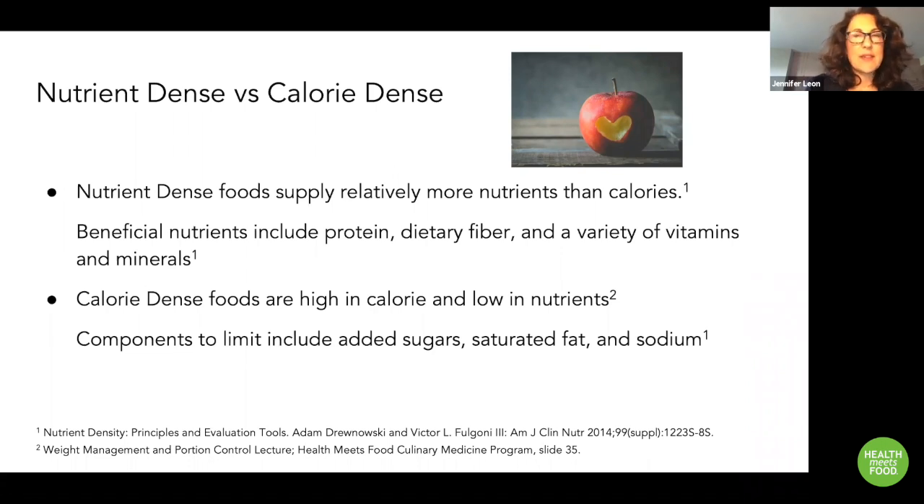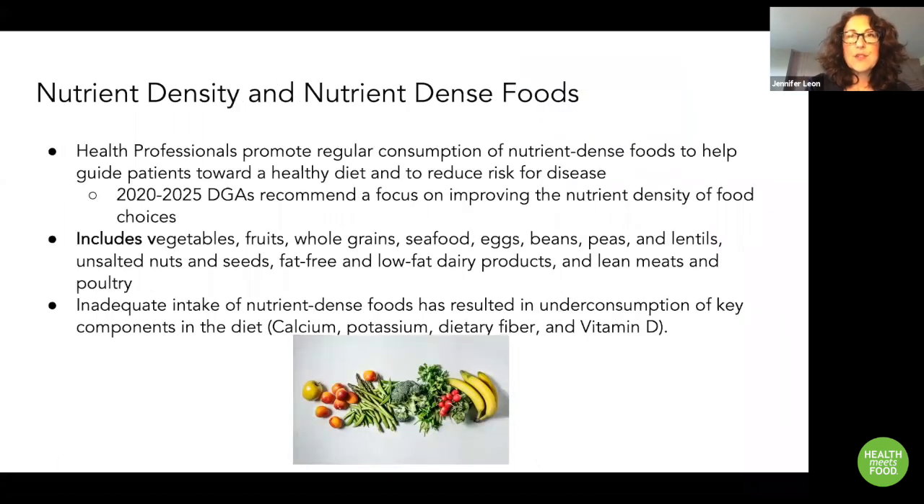Okay, next slide, slide 7. So the standard American diet is energy rich and nutrient poor generally. As a result, dietitians, doctors, health coaches, and many other health professionals can use the concept of nutrient density to guide patients toward a more healthy diet and try to reduce disease incidence. The dietary guidelines recommend that we do this work in this way, and we'll talk a little bit more about the dietary guidelines in just a moment.